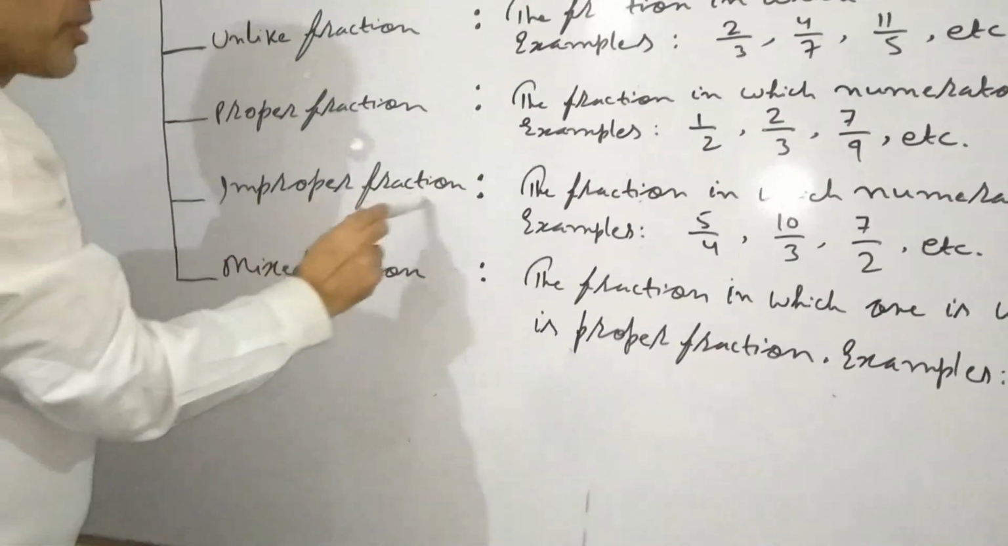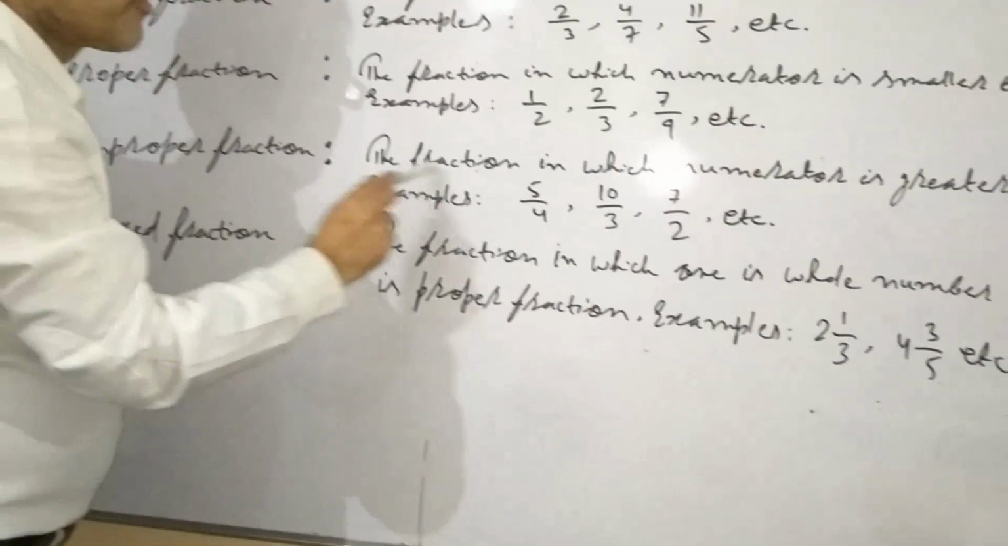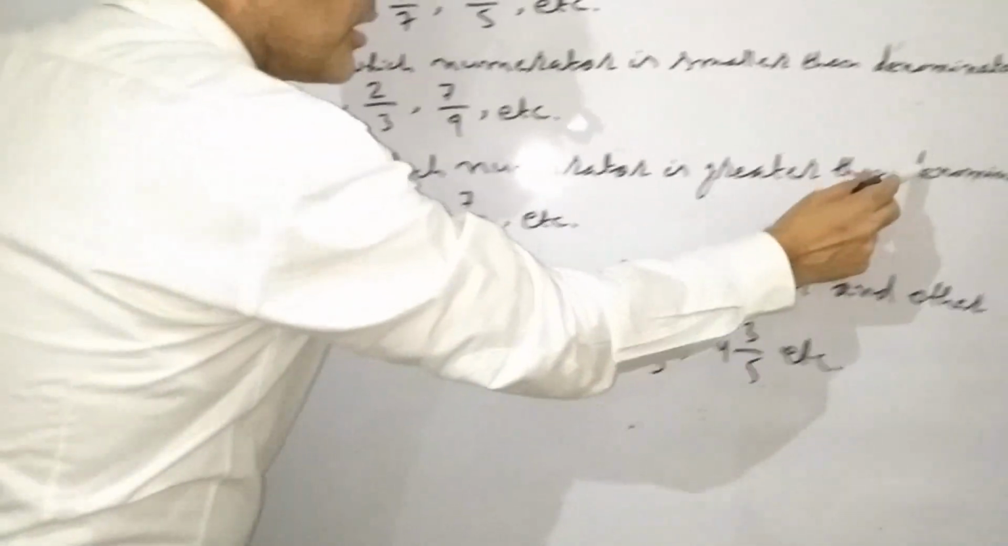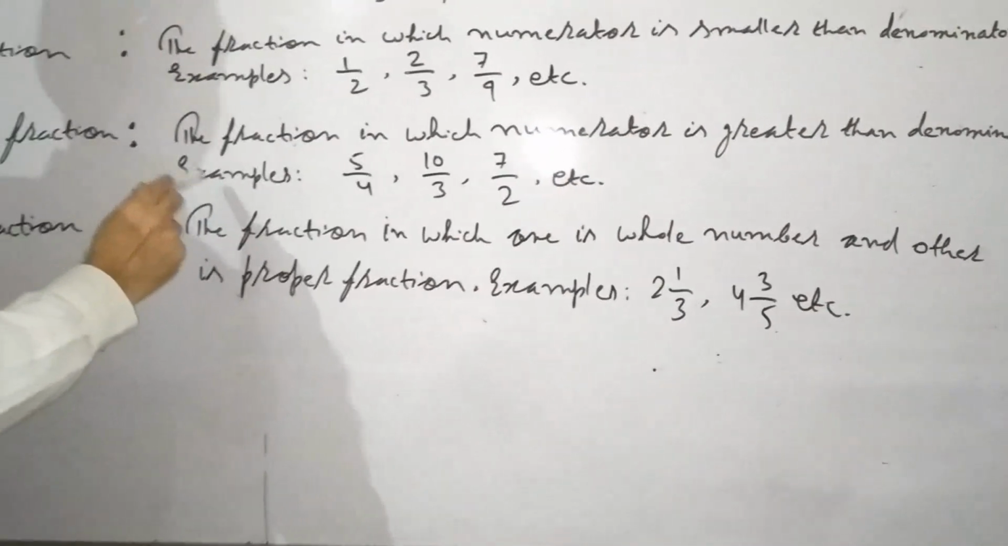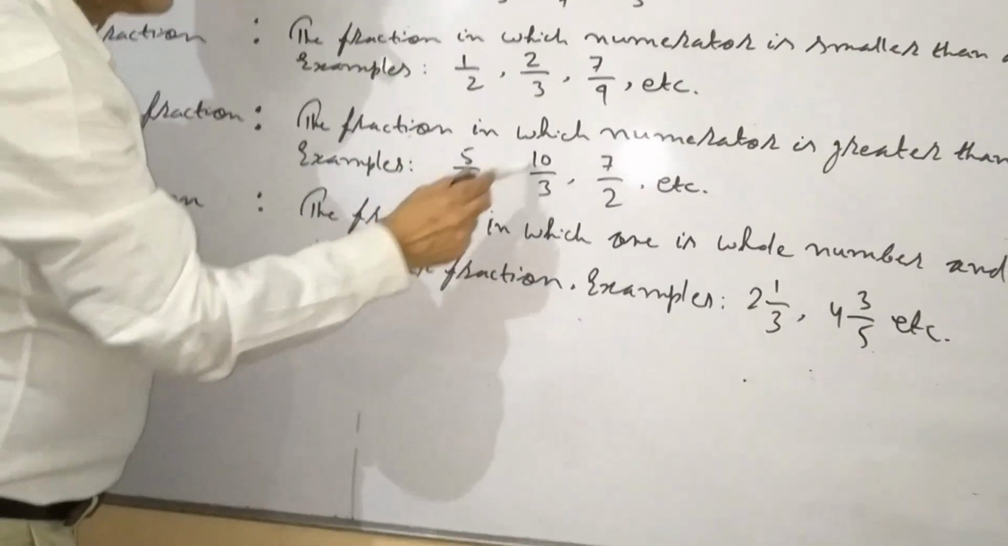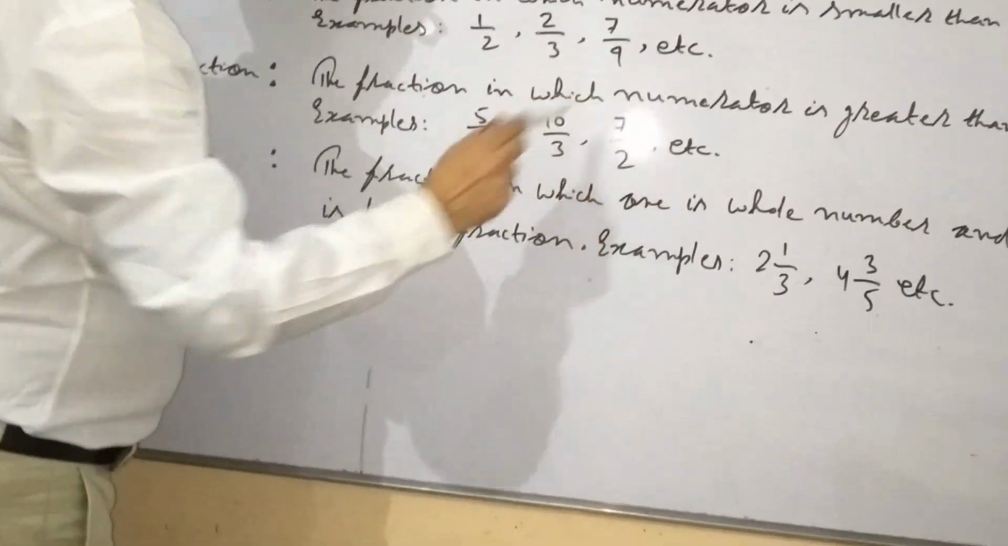And now improper fractions. Okay, the fraction in which the numerator is greater than the denominator is called an improper fraction. Examples: 5 by 4, 10 by 3, 7 by 2, etc. are the examples of improper fractions.